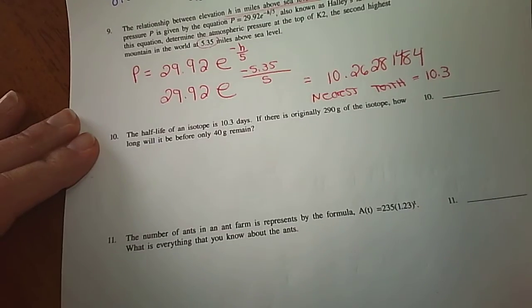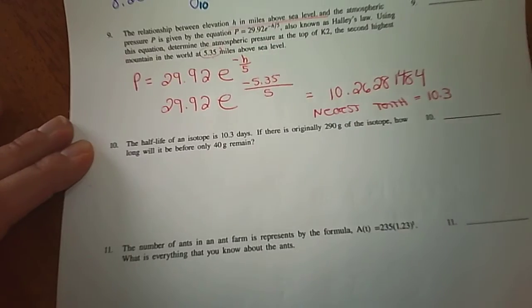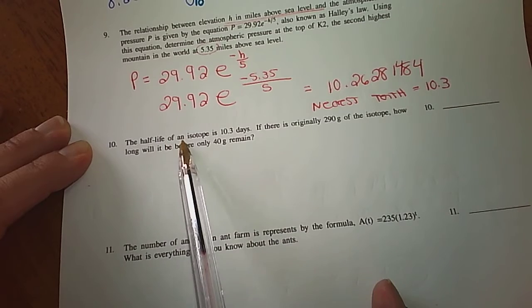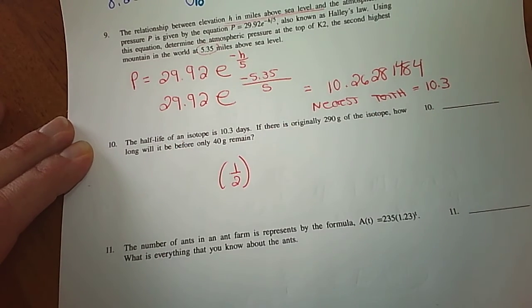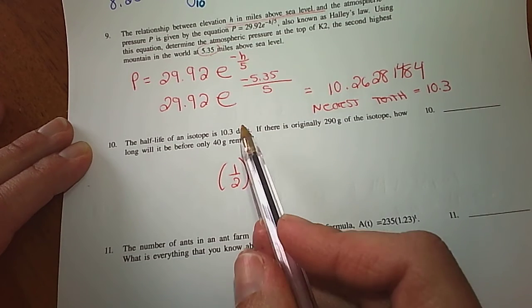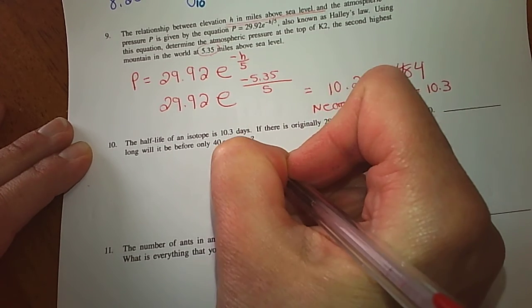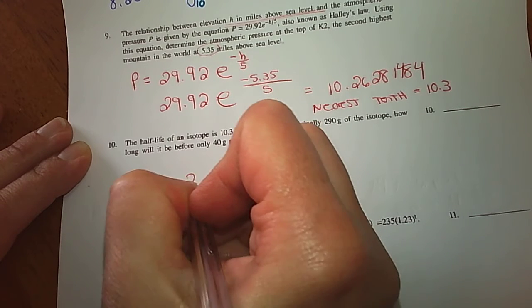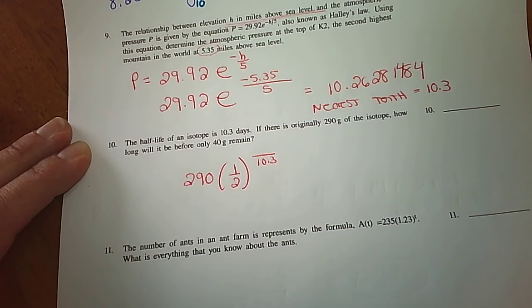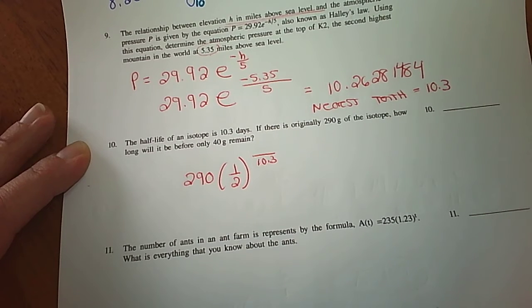Okay. Next one, number 10. The half-life, half-life means you throw a half inside the parenthesis, is 10.3 days. So that's what's going to be in the bottom of our fraction. If the original amount was 290, the original amount always goes in front of the parenthesis. How long will it take?